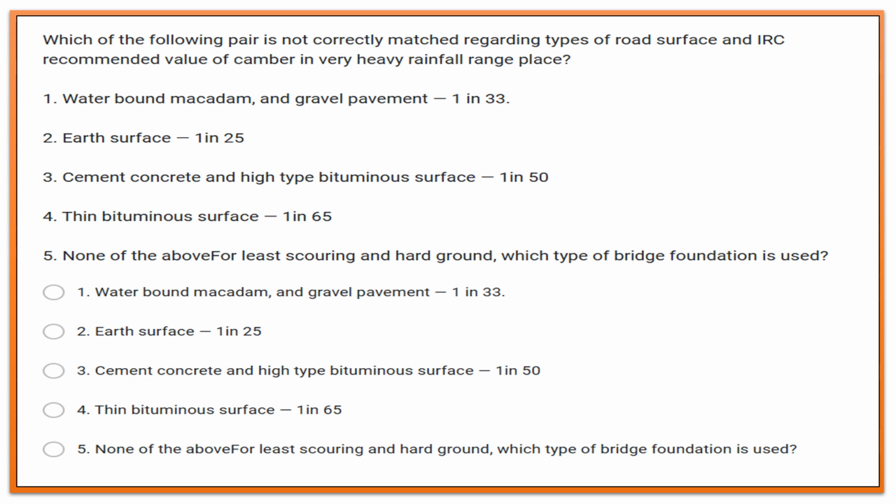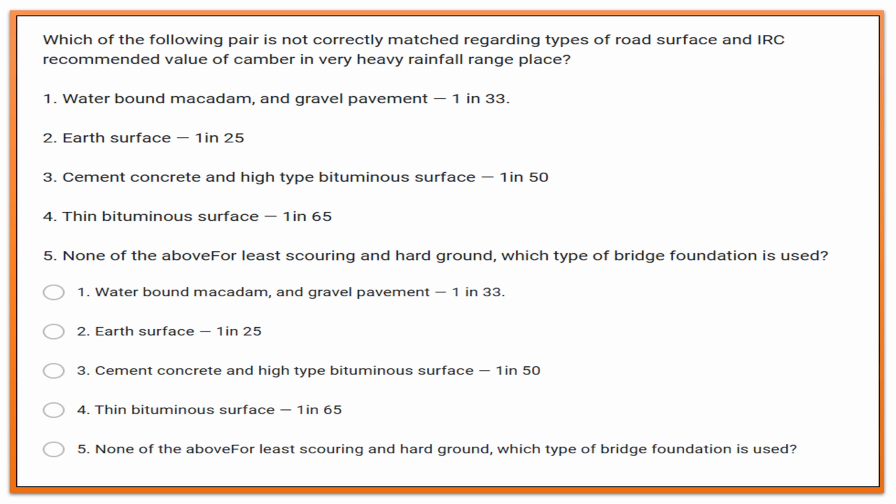Then question number 13. Which of the following pair is not correctly matched regarding type of road surface and IRC recommended value of camber in very heavy rain place? In very heavy rain place, there are two ranges, heavy rainfall and light rainfall. In the question, the heavy rainfall range is given.